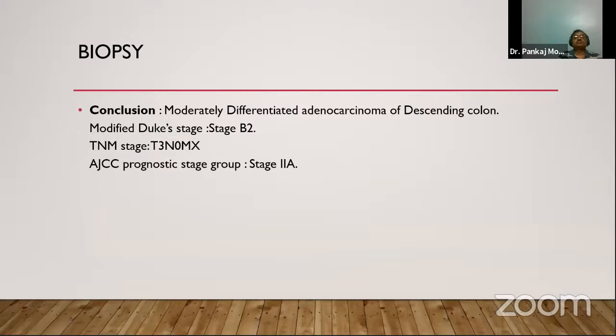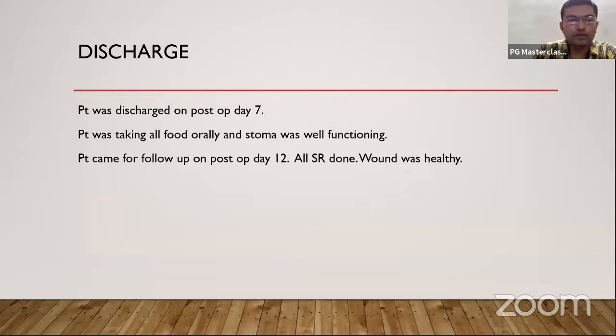The conclusion: moderately differentiated adenocarcinoma of the descending colon, modified Dukes stage B2, TNM stage T3 N0, no metastasis, and AJCC grade prognostic stage group suggestive of stage 2A disease. Okay. Good biopsy. Sir, the patient was discharged on post-op day 7. The patient was taking all food orally and the stomach was functioning well. The patient came for follow-up on post-op day 12, where all the stitches were removed and the wound was healthy.